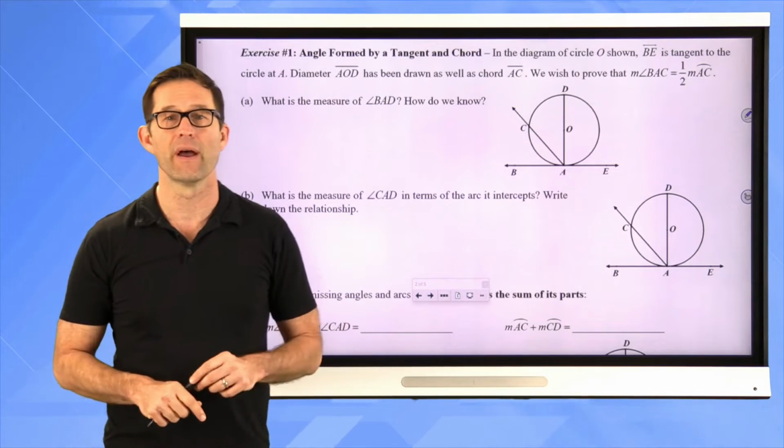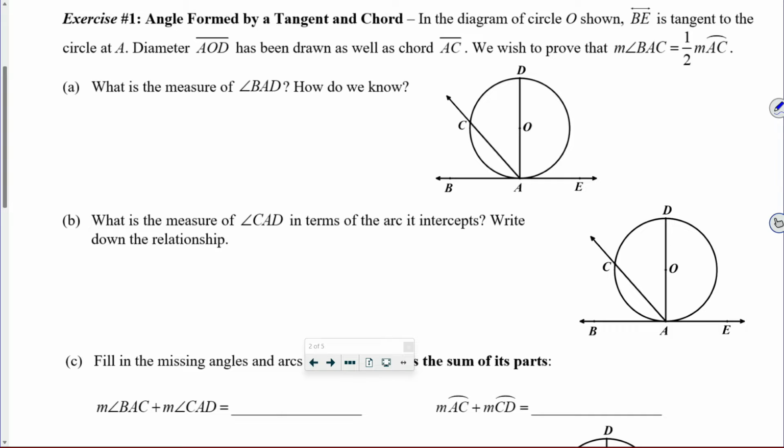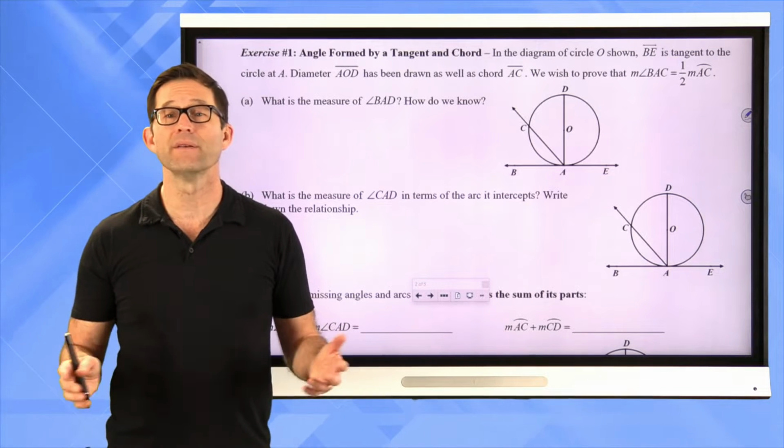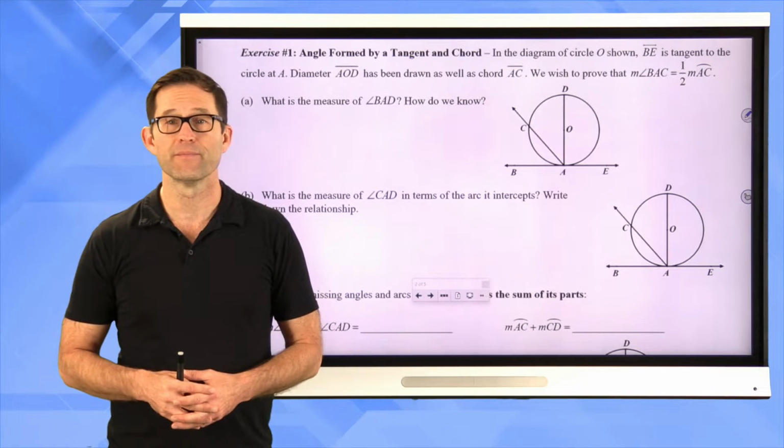So let's take a look at letter A. What is the measure of angle BAD? How do we know? Well, pause the video now and see if you can answer what is the measure of angle BAD.